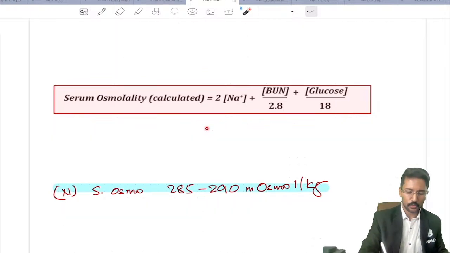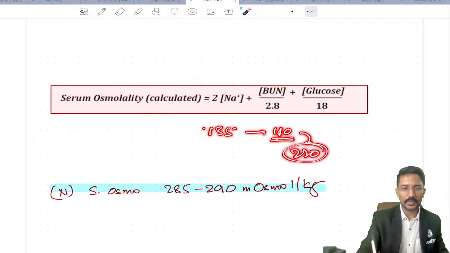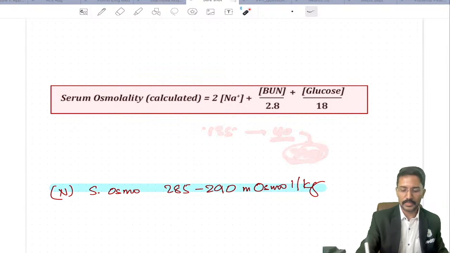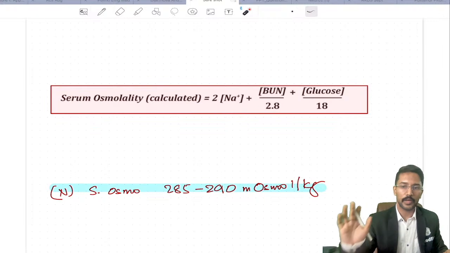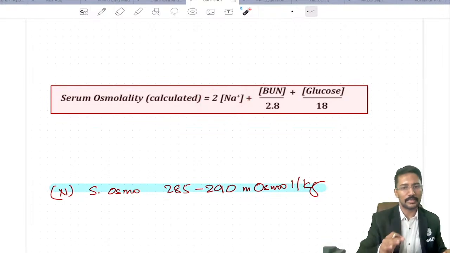But imagine the sodium going from 135 to 110, right? So 110 into 2 is 220. So what is the contribution? It goes straight from 270 to 220. That is a 50 milliosmoles decrease in the serum osmolality. So the major determinant of serum osmolality is sodium.